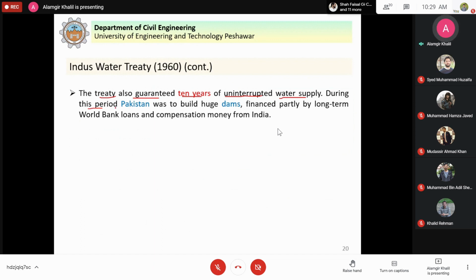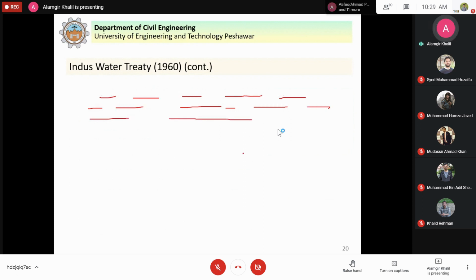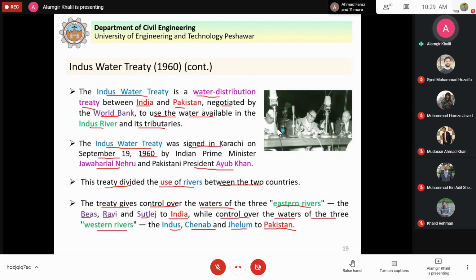During this period, Pakistan was to build huge dams, financed partly by a long-term World Bank loan and also some compensation money from India. You see that the three eastern rivers, India has full control to use the water, and Pakistan has control on the three western rivers, Indus, Chenab and Jhelum. So because the Ravi and Beas waters also flow into Pakistan, if India completely stops, what does Pakistan have to do?